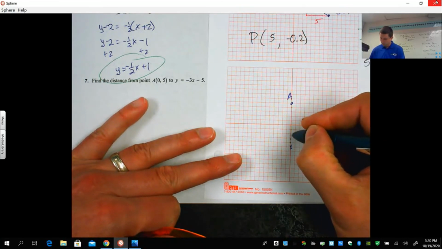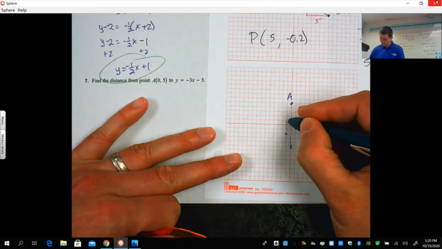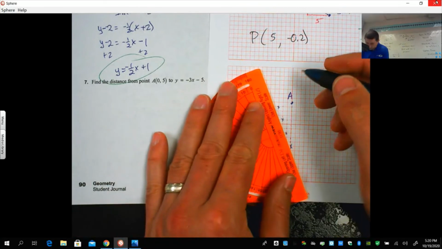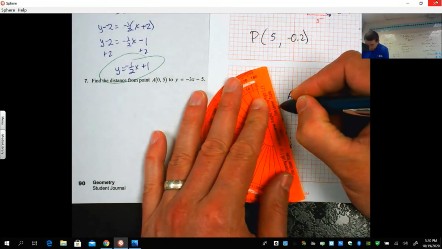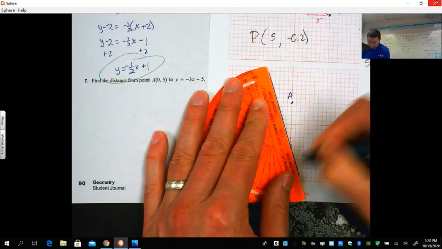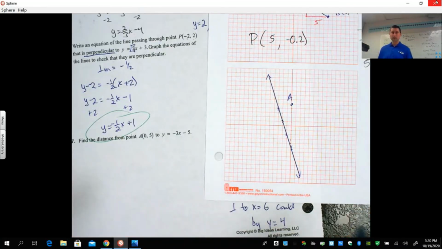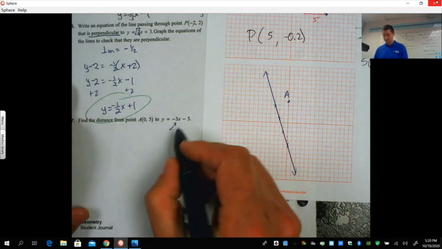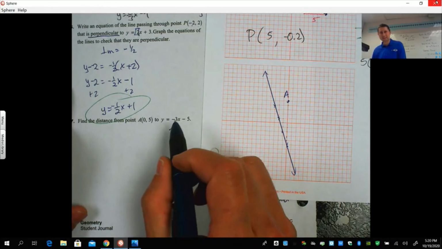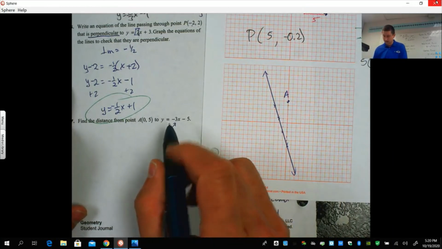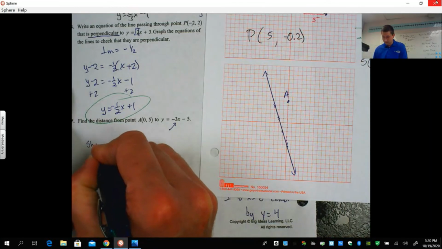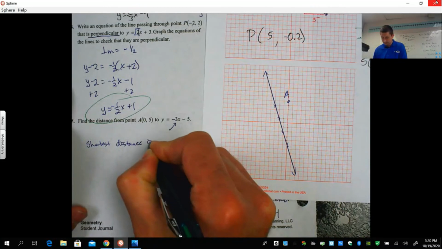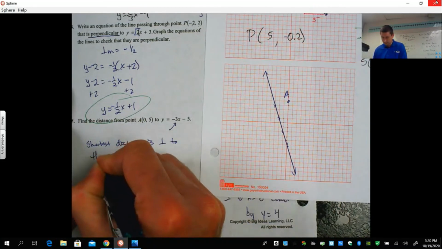I'm going up 3 over 1. Okay. That's pretty good. There's my line. So we want the shortest distance from this. Since this slope is negative 3, remember the shortest distance is going to be perpendicular to that line. So the shortest distance is perpendicular to the line.